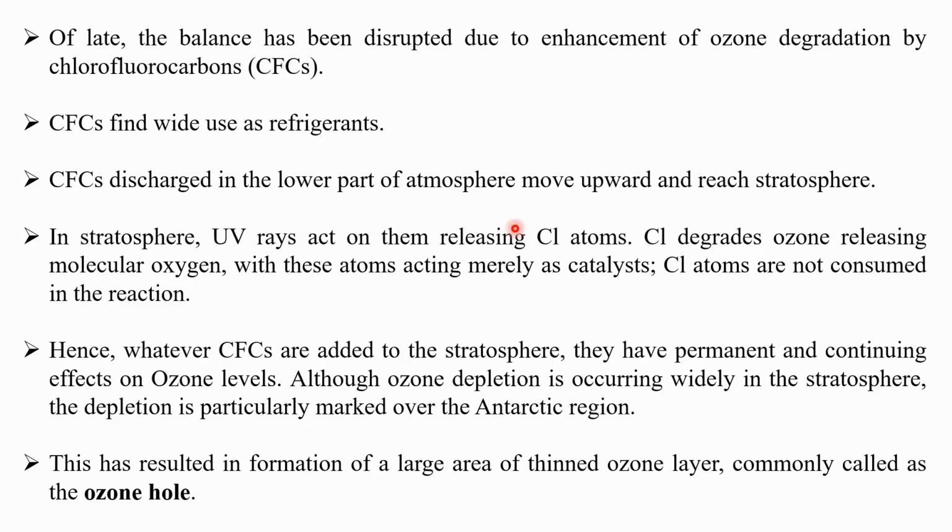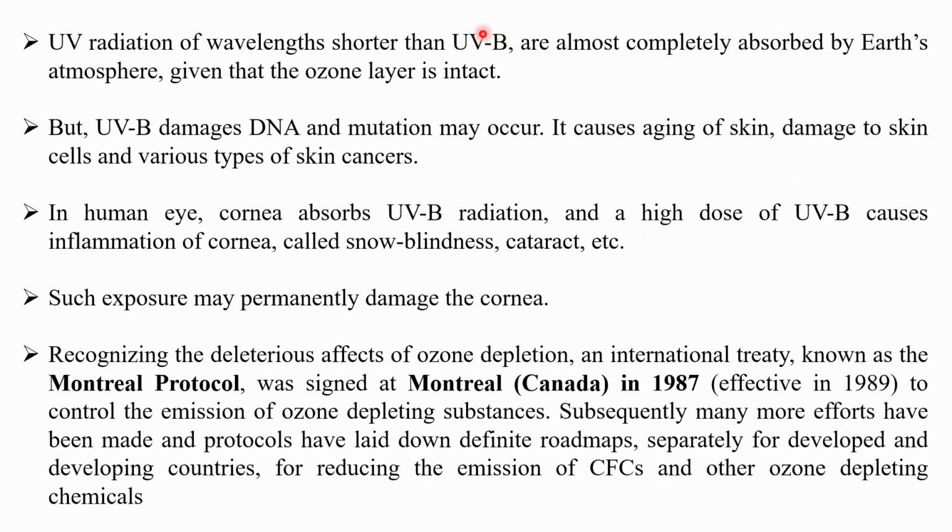So this has resulted in the formation of a large area of thin ozone layer, which is commonly called the ozone hole. Now the UV radiation of wavelength shorter than UVB is almost completely absorbed by the Earth's atmosphere, given that the ozone layer is intact. But UVB damages DNA and mutation may occur. So it causes aging of skin, damage to the skin cells, and various types of skin cancers like melanoma.